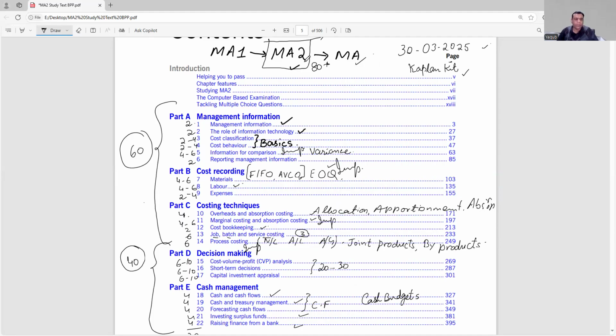And rather than putting 3 months into this paper, you should be able to attempt this paper within 2 months. So if your MA2 is strong, it means you are putting effort into your next paper, which you will be able to pass in comparatively less time.